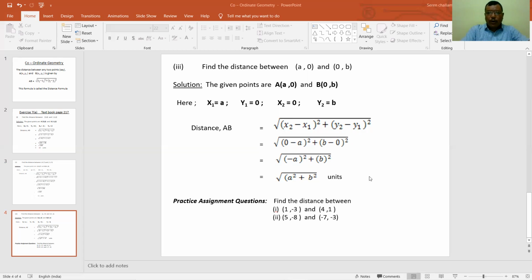So students, I hope you have understood the distance formula and how to use the distance formula. And in order to learn further, I have added this practice assignment questions. I want that you should do this at home, and after completion, you can take a photo of this and share it in our WhatsApp group so that I can look into the progress that you have done.